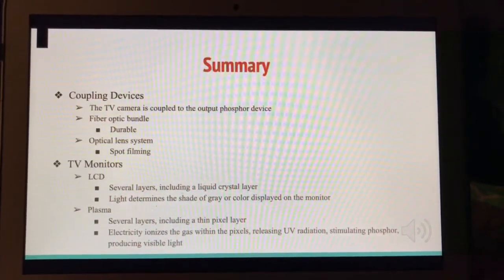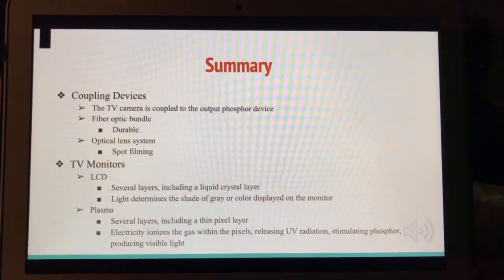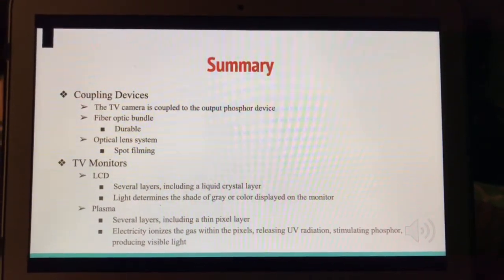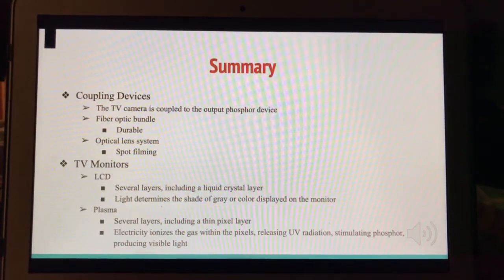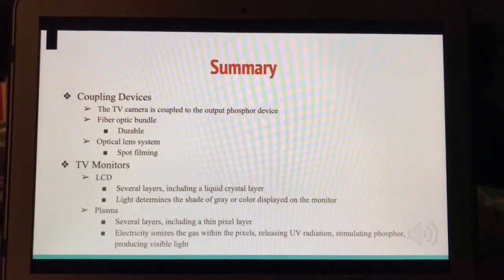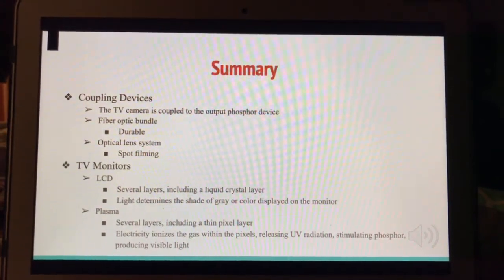A coupling device is when the television camera is coupled to the output phosphor with either a fiber optic bundle or an optical lens system. The fiber optic bundle is more durable, but the optical lens system allows for spot filming. The electrical signals created are sent to the television monitor, and there are two main types used today.